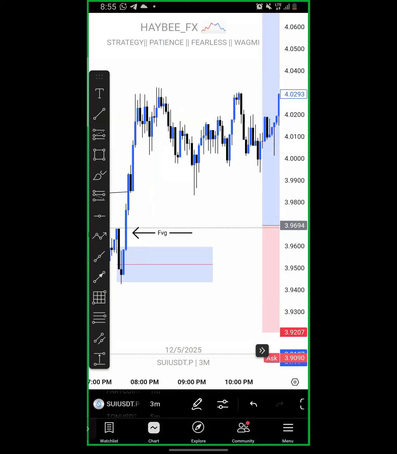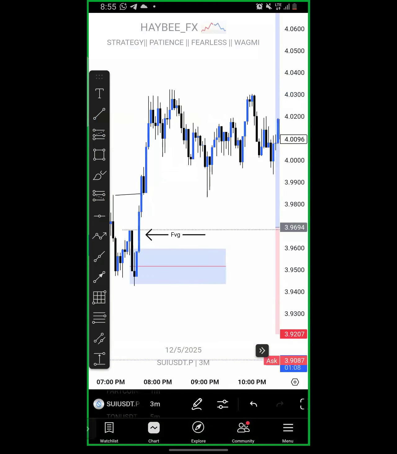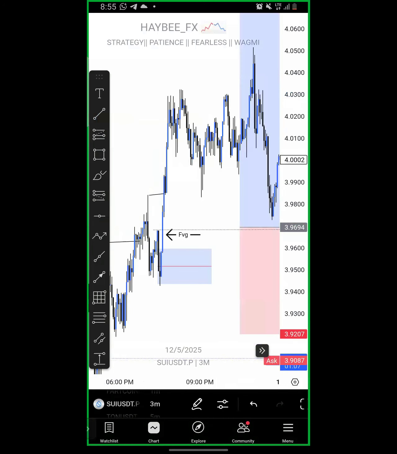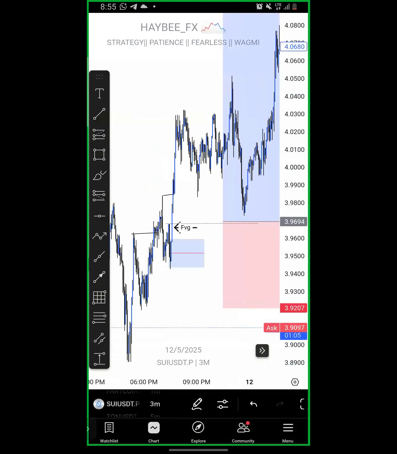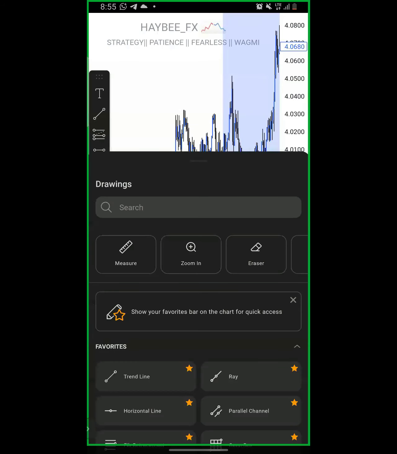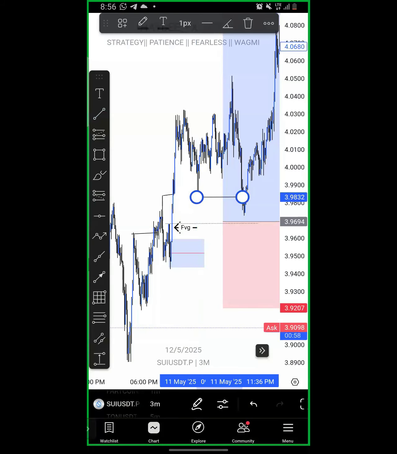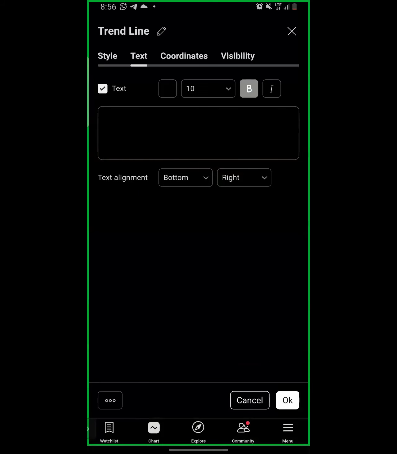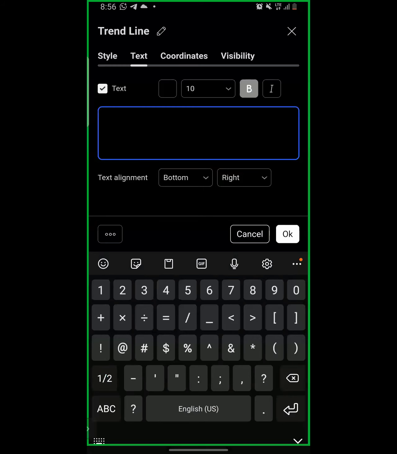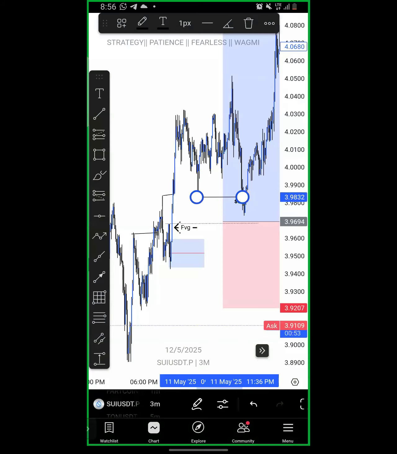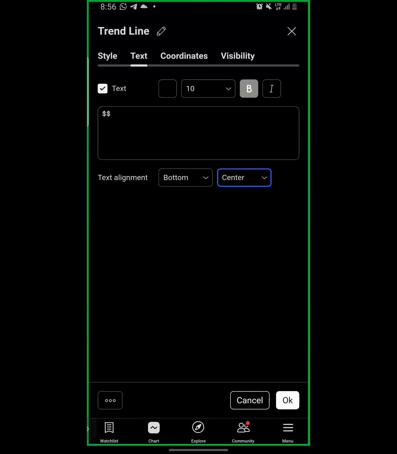Then what do I do next? Look for my inducements. See here, look for my liquidity. Here now, I can see a liquidity here. This is a liquidity zone. I use the dollar sign as my liquidity. So this is the liquidity zone. Do you see now? Let me put it at the center so that you can see properly. So this is a liquidity.